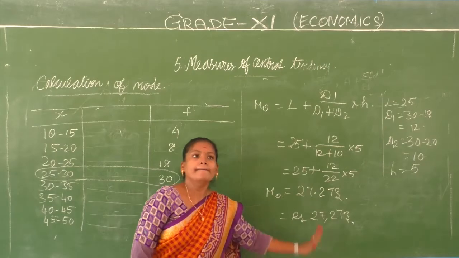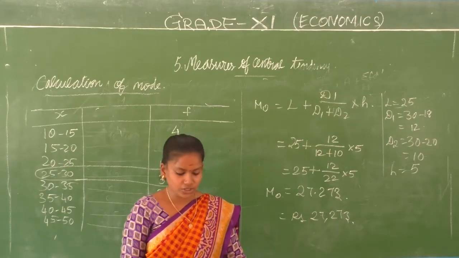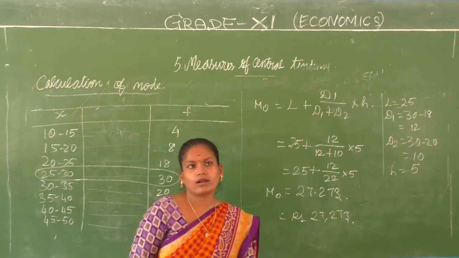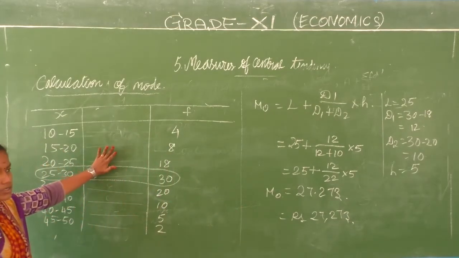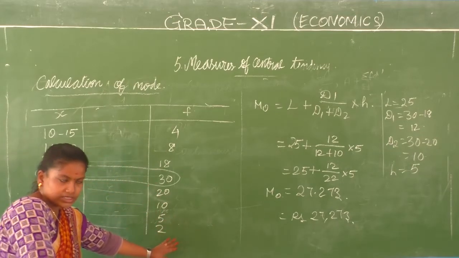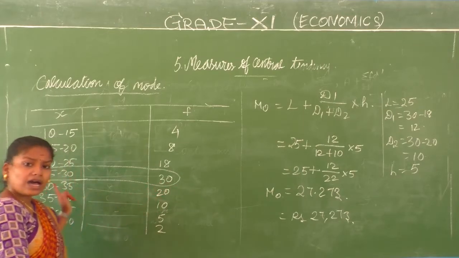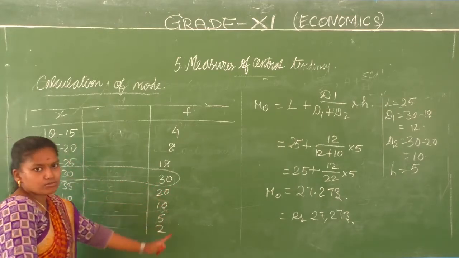That's your modal class's monthly income. Right, children? So what do you have to do? First, you need to find the modal class. How? In case they have given cumulative frequencies, you calculate the frequency and then you find the class that has the highest frequency. That should be marked as the modal class.